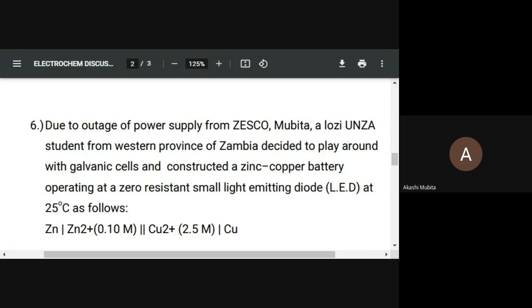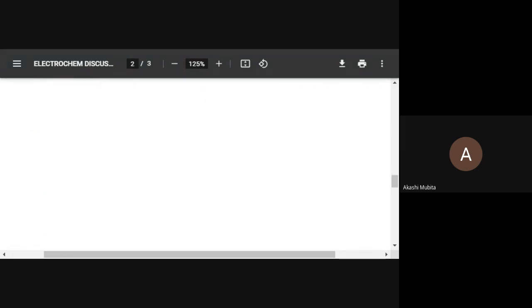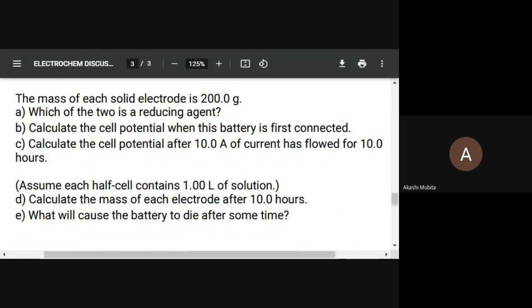Dr. Silo, scroll up, we see the next question, which is B. B is saying calculate the cell potential when this battery is first connected. This is cool. So we have to calculate the cell potential. So the E cell here is going to be the E what? E anode minus what?